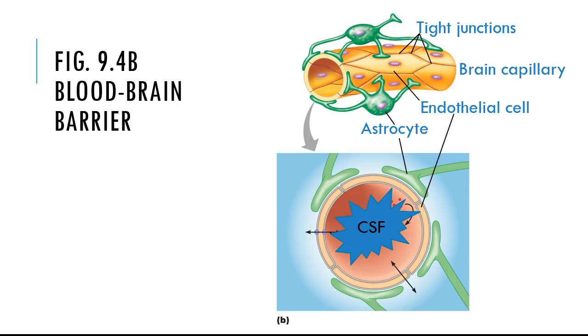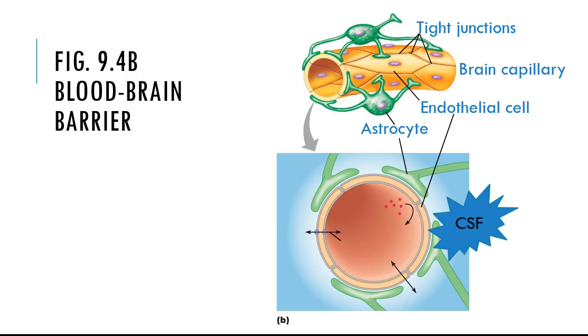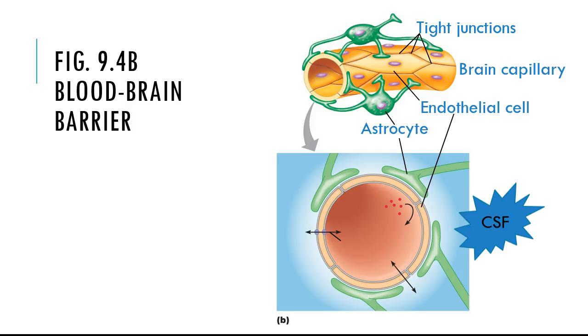Fluid in your capillaries is called plasma, blood plasma. We force it out, and once it's pushed out, you can call it the cerebral spinal fluid.